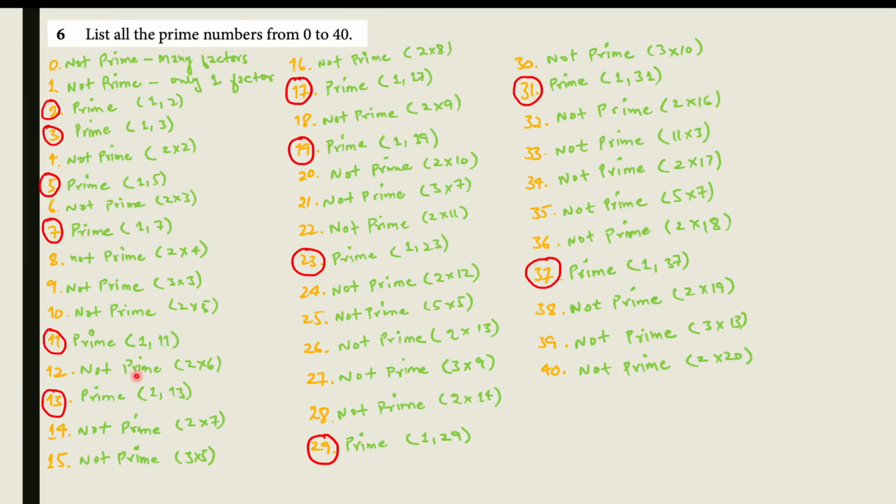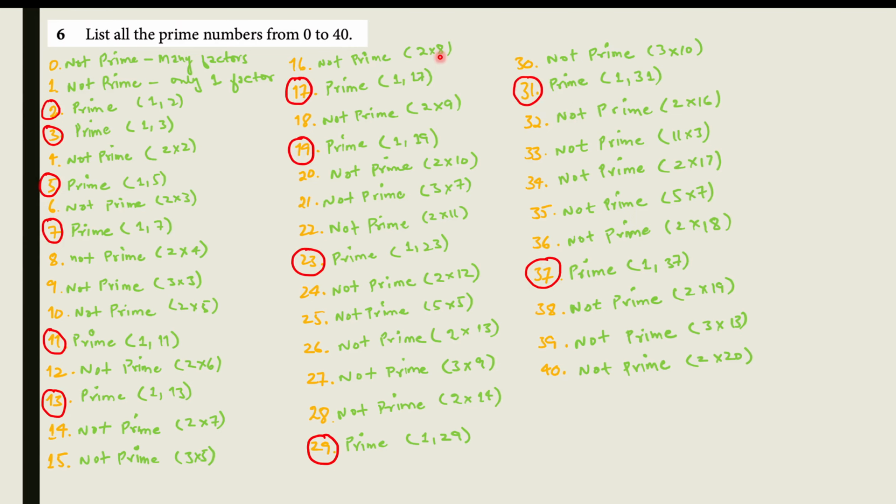12 is not a prime because it has many factors. For example, 2 multiplied by 6 is equal to 12. 13, on the other hand, is a prime number because it has only two factors, 1 and 13. 14 is not a prime number. For example, we have factors like 2 multiplied by 7 is equal to 14. So it has many factors and it's a composite number. 15 is also not a prime number. It's a composite number because 3 multiplied by 5 is equal to 15. So it has many factors.